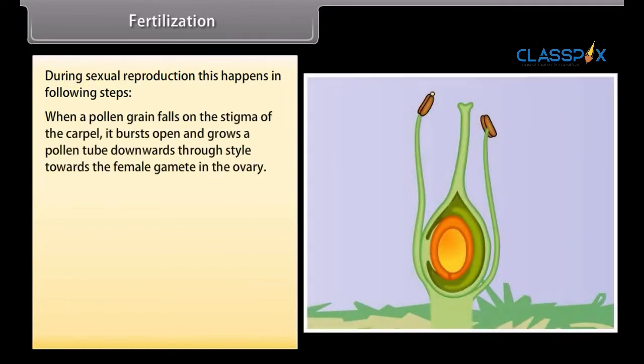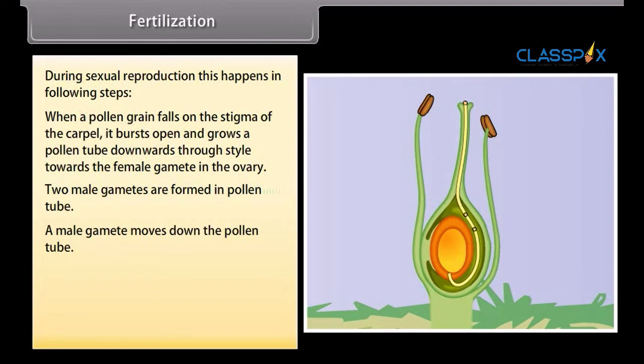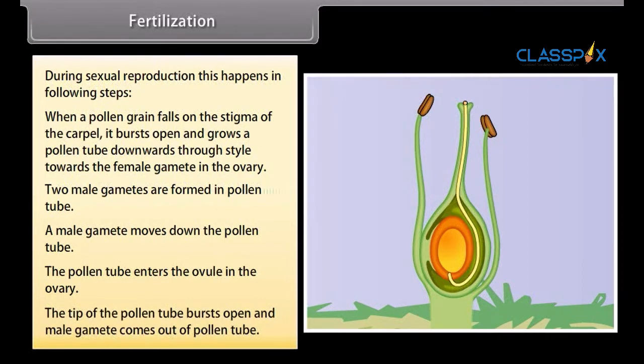When a pollen grain falls on the stigma of the carpel, it bursts open and grows a pollen tube downwards through the style towards the female gamete in the ovary. Two male gametes are formed in the pollen tube. A male gamete moves down the pollen tube. The pollen tube enters the ovule in the ovary. The tip of the pollen tube bursts open and the male gamete comes out of the pollen tube.